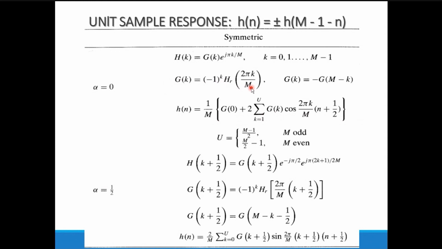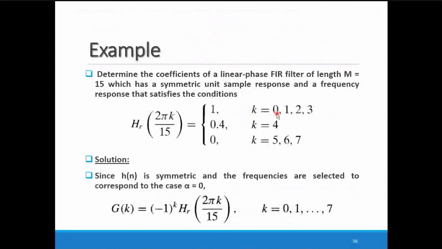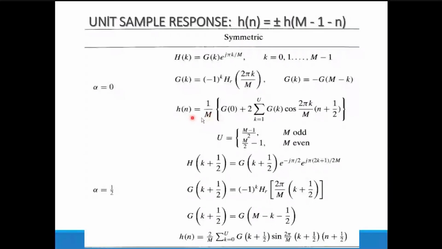this is given as 1, for the values of k equal to 0, 1, 2, 3 you have the value 1. So first calculate all these g of k values for k from 0 to 7. Whatever values you get, note them down, and then utilize these values for the calculation of h of n equal to 1 by M. Now you have to apply this equation, utilizing the values of g of 0, g of 1 up to g of 7, and then you will get the answer in the form of h of n.